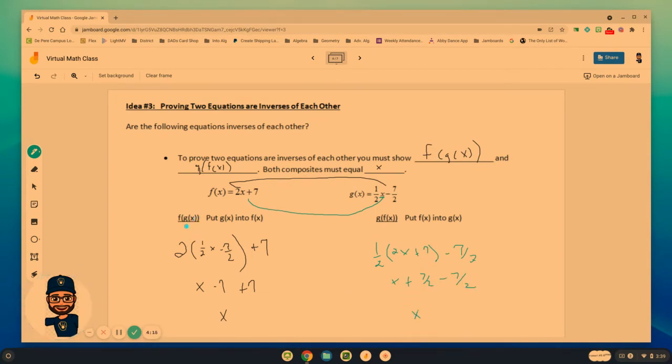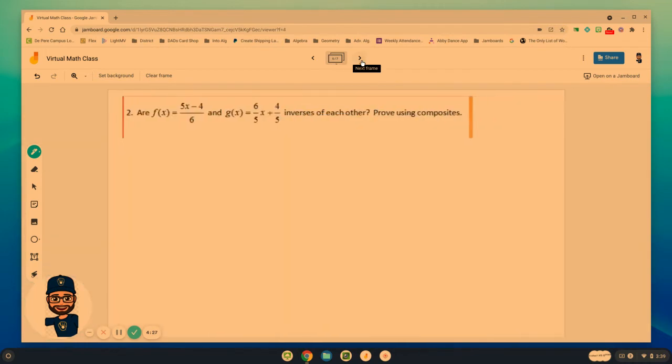So both of these, f of g of x and g of f of x, equal x. Therefore, they are indeed inverses of one another. Why don't you try doing that with this problem? All right, why don't you see if these two are inverses by using those composites?